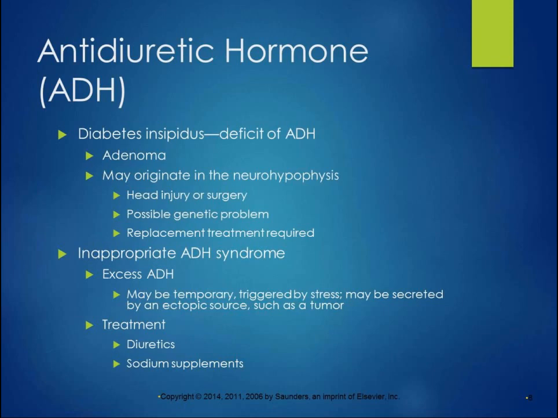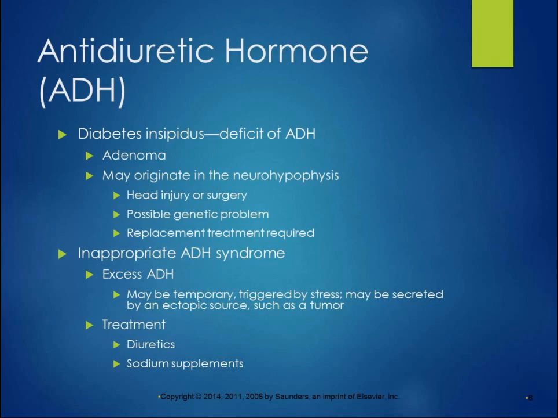Antidiuretic hormone, or ADH, or vasopressin, the deficit of it is diabetes insipidus. It's often caused by an adenoma. It may originate in the neurohypophysis, after a head injury or surgery. Sometimes it's a genetic problem. Replacement treatment is required there, and then figuring out if it's caused by an adenoma, treatment of the adenoma. But no matter whether it has an adenoma or not, you have to replace the missing ADH. There's a medication that does that.